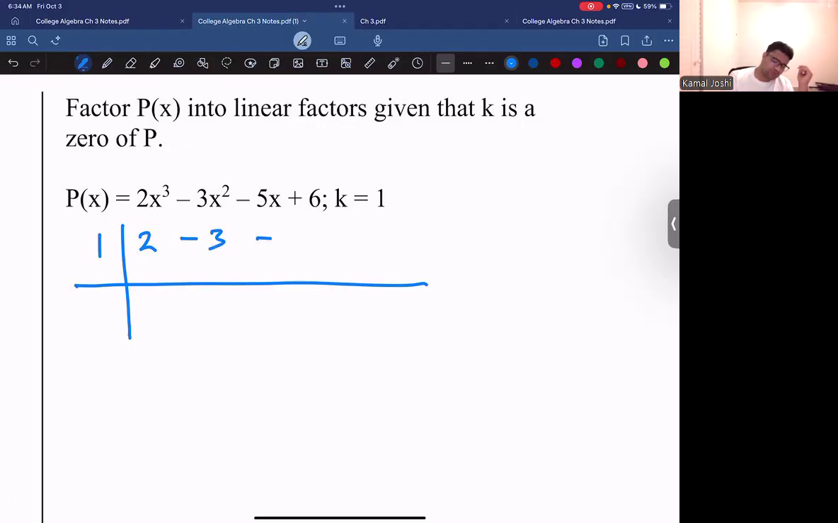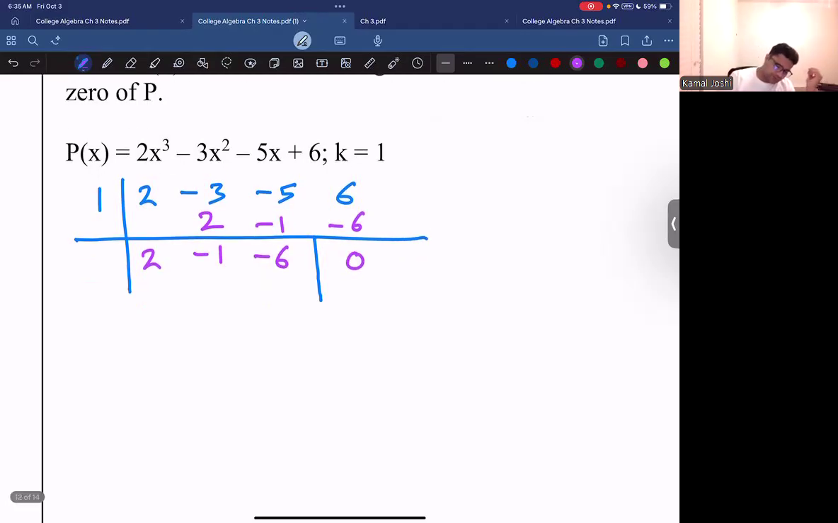You should practice so many problems that it becomes a routine habit to write these coefficients on the left side, and your speed should increase. 2 there, -1, -1, -6, -6 there, 0 there. And now I'll say therefore my polynomial p of x is x minus 1 times 2x squared minus x minus 6.